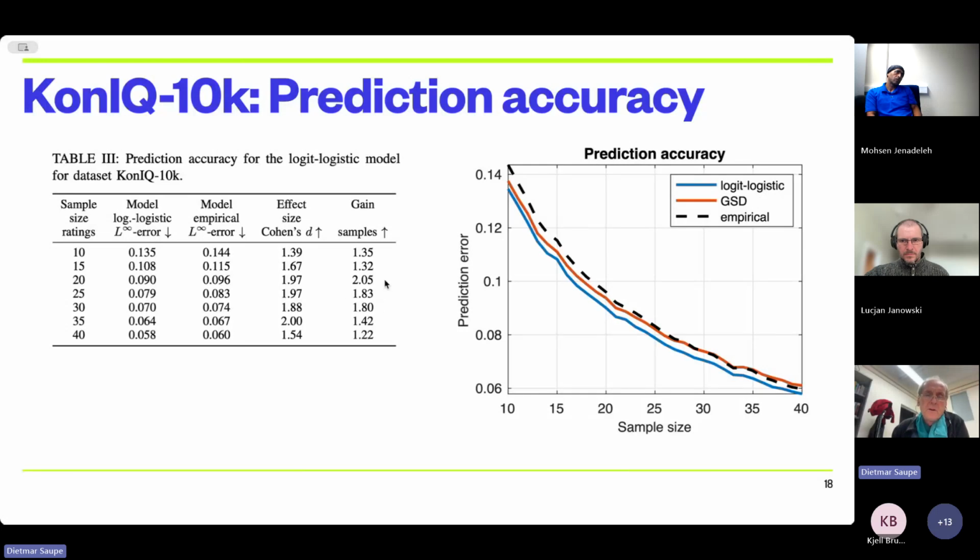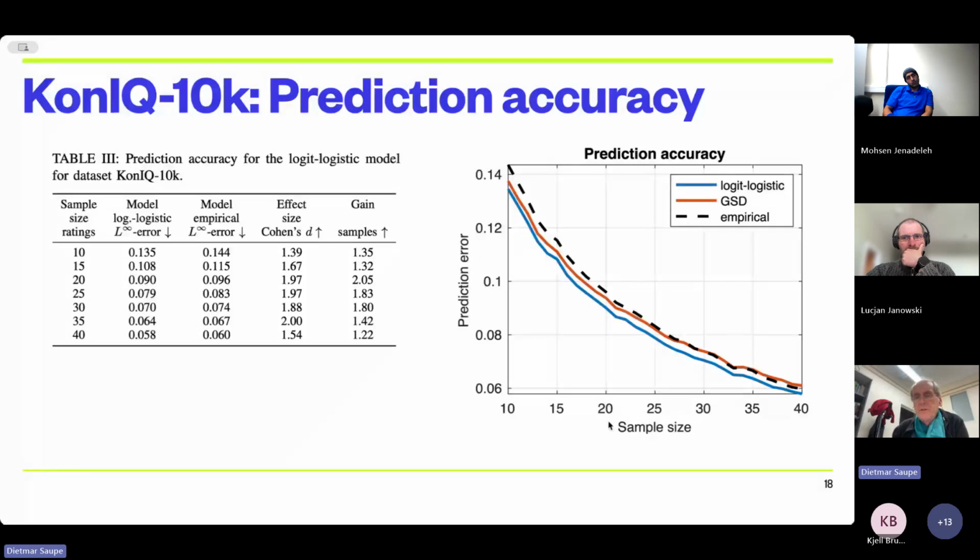How can we quantify it maybe in a little bit different way? We can look at the gain. Let's look at the curve over here on the right. So this shows us the sample size versus the prediction error here. And the blue curve is for the logistic model, which was accepted by our studies as a statistical model. And the empirical prediction error is the dashed line here.